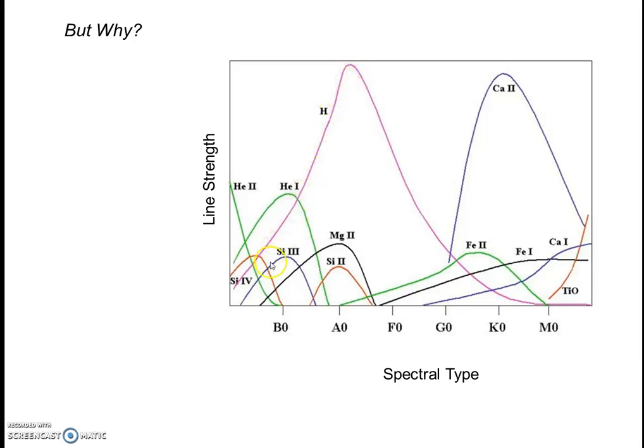It gets weaker when you get to the really hot stars, the B and the O stars. There should be an O star here at the end. And then it also gets weaker as you get to F and G and K stars. So, why? What's the difference? Why is this the optimum temperature for hydrogen lines? Well, it's actually not so difficult.